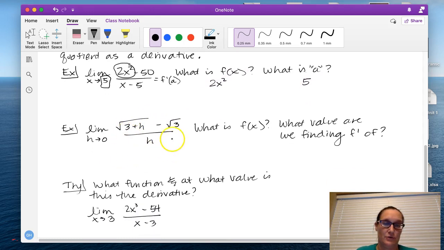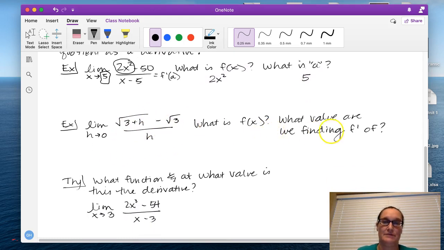For the h form, so what is f of x? I phrased it a little bit differently. What value are we finding f prime of? So this is f prime of some a, some value. All right, a is our answer to this question, and then what we're finding the derivative of is the answer to this question. So if we look at this, this number, or this number with the h, that's your a. So this is 3. The answer to that question is 3.